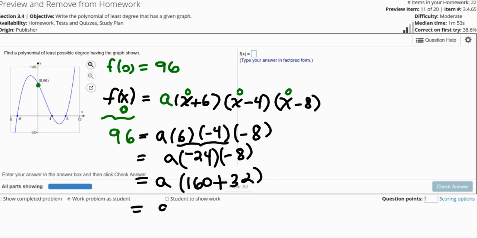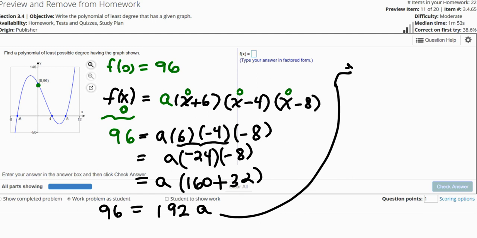So I'm getting a times, or let me put the number in front, we have 192 times a is equal to 96. So finally I can solve for a and get a equals 96 divided by 192, which, what does that equal?